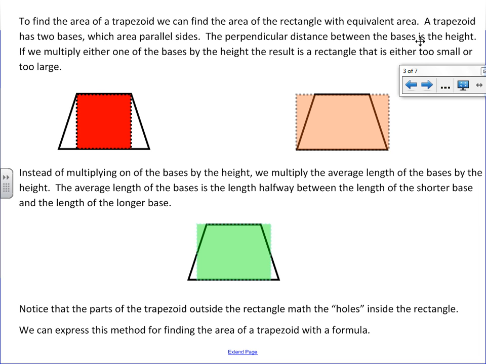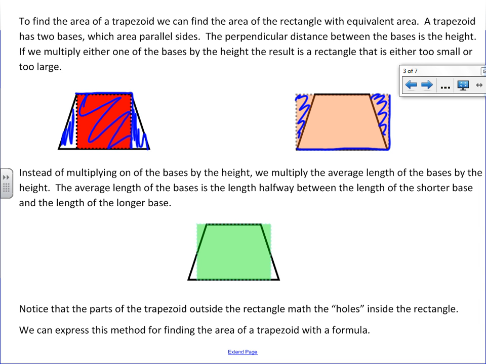If we multiply either one of the bases by the height, the result is a rectangle that is either too small or too large. So if we took the smaller base of the trapezoid times the height, this red area in here is the area that we would find, and we still have these gaps that aren't covered by that. But if we take the larger base times that height, then we have this over portion. This is too much. So instead of multiplying one of the bases by the height, we multiply the average length of the bases by the height.